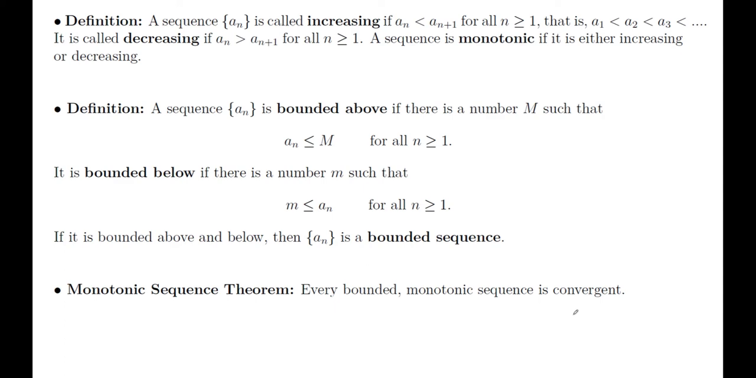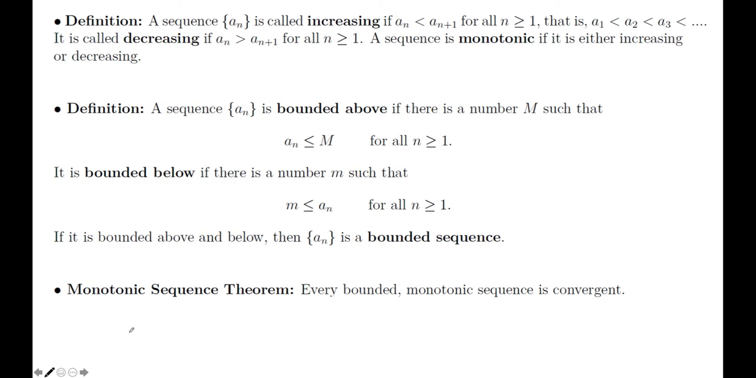All right, so last idea that we're going to do here, and then we've got one example to go along with it. We need to talk about the idea of a monotonic sequence. Okay, so what do we mean when we say a monotonic sequence? A monotonic sequence is one that is either increasing or decreasing, but not doing both. So a monotonic sequence is either increasing or it's decreasing.